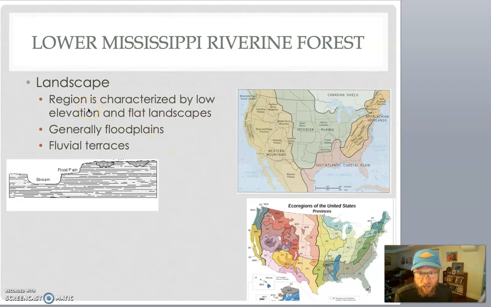So this region is characterized by low elevation and flat landscapes. We're getting toward the end of the Mississippi River, so we're really low elevation and not a lot of topography. These generally consist of floodplains and fluvial terraces. This is a cross section of what that looks like. You would have your stream and then a couple steps, if you will, moving up from the river. You'd have your floodplain and your more upland areas. We have different vegetation types as you move from the stream outward and up those terraces, and we'll talk about those briefly.